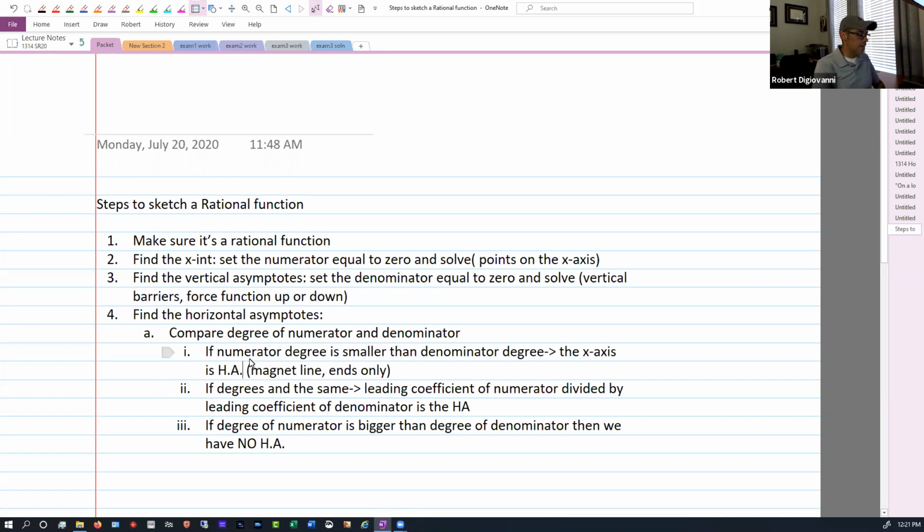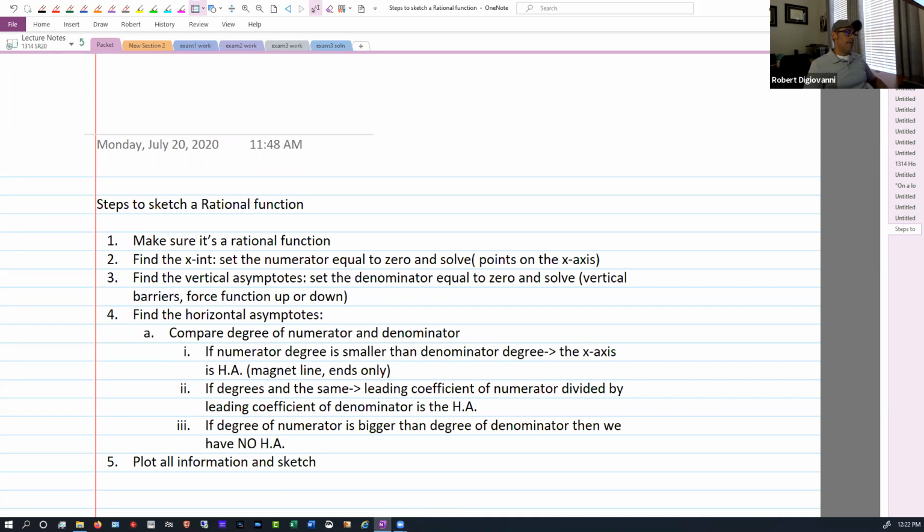So to do this correctly, to take you through how to sketch rational functions, I'm going to have to actually show you 3 examples so that I can show you each of these 3 cases. All right? So we will compare the degrees and figure out which of those it is. That's step 4. Step 5 is to plot all the information you have and sketch it.